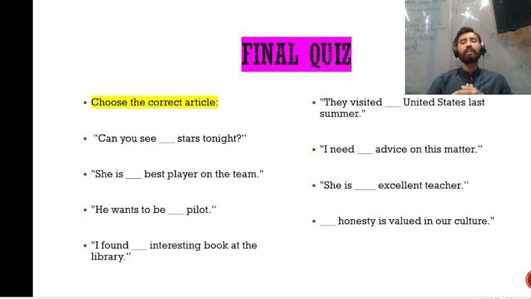Now here's the final quiz that I have designed for you all. So choose the correct articles in the given gap fillings and write down your answers in the comment section if you have understood all the concepts that we discussed about articles.